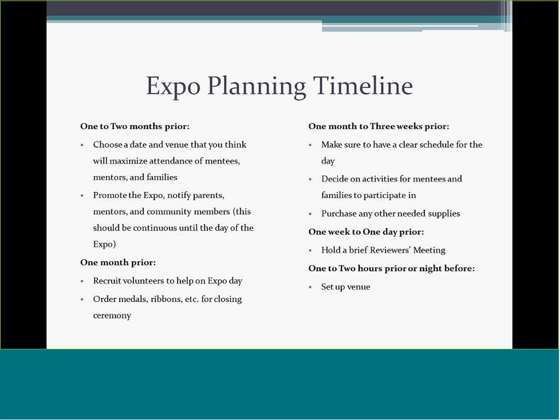In a week and one day prior, you want to get your reviewers together to have a meeting to make sure that they know what is expected of them going into the expo. And one to two hours prior, or the night before, depending on the time of day that you choose to hold the expo, that's when you want to set up.